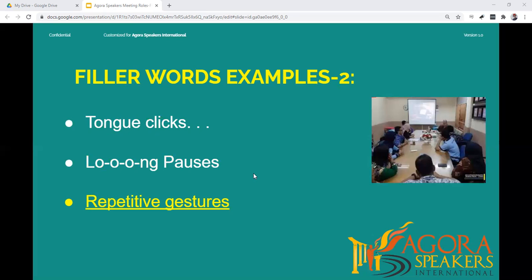Repetitive gestures, such as constantly nodding your head or adjusting one's tie or watch, can draw the audience's attention away from what the speaker is saying. Also note that speakers of different languages use different filler words, and also some speakers develop their own set of personal filler words.